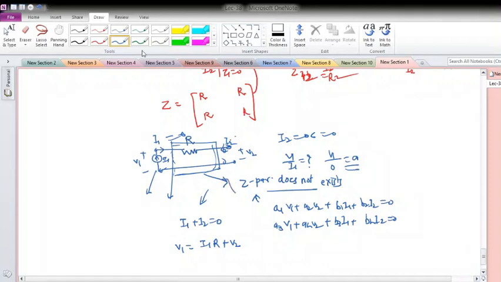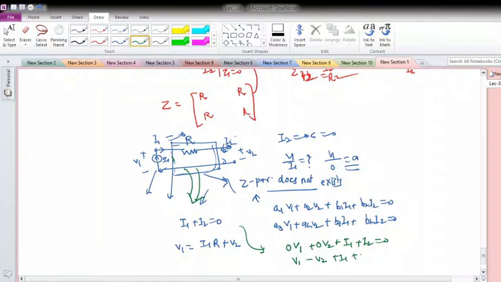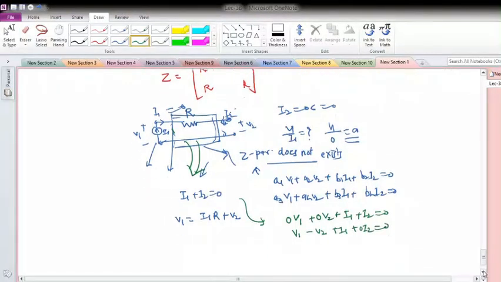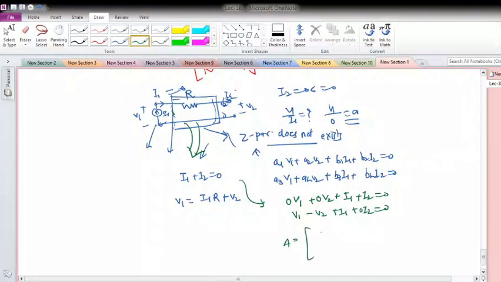From this network I can write such two equations. The first will be 0 V1 plus 0 V2 plus 1 I1 plus 1 I2, that is 0. The second: 1 V1 minus 1 V2 plus R I1 plus 0 into I2, which is 0. So what is the A matrix now? Your A matrix will be built from these coefficients, and let me find out its determinant. The determinant is 0. That's why the A inverse doesn't exist here.